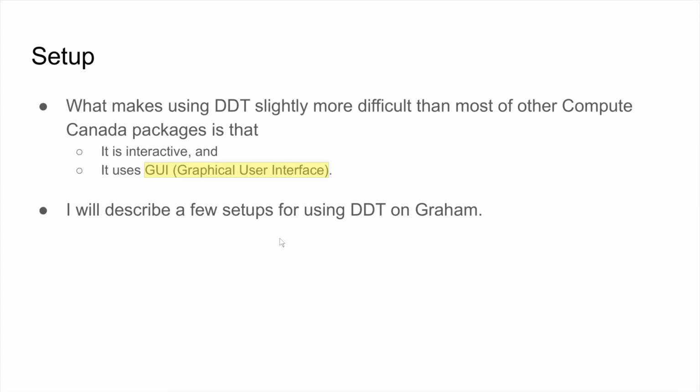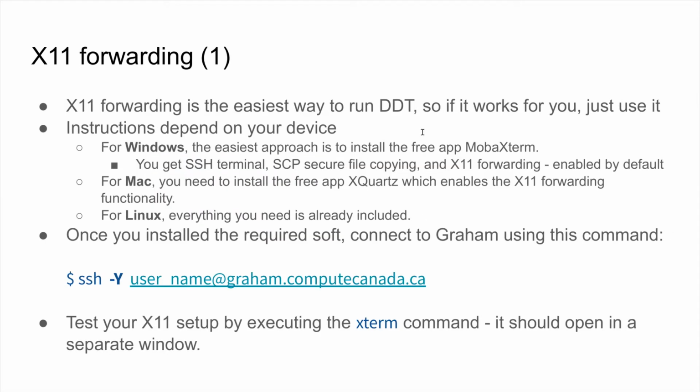And I will describe a couple of possibilities of using DDT on Graham. By far the easiest way, and highly recommended, is to use so-called X11 forwarding. This is a feature built into the Linux system, which our clusters are running. And if it works for you, just use it. There is another way I'll show a bit later. It's called VNC. If X11 forwarding is too laggy or too slow, then you may consider it, but it's quite a bit more involved. The beauty of X11 forwarding is that it has essentially zero setup. So it's very quick, and that's a huge advantage. And it works fine. I'm under Windows using standard cable internet. I don't see any lag at all. It works very well, as you will see today.